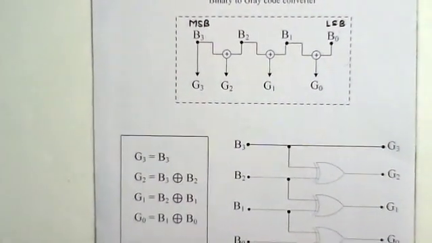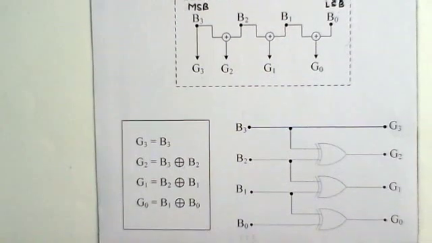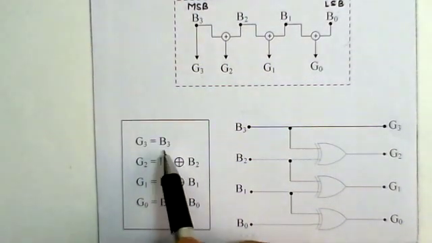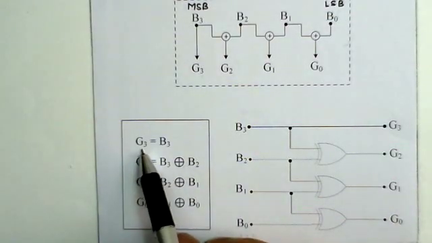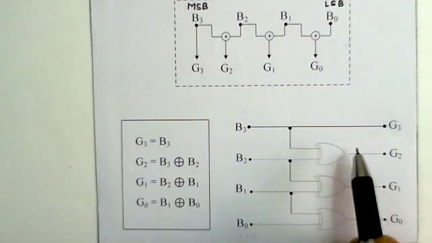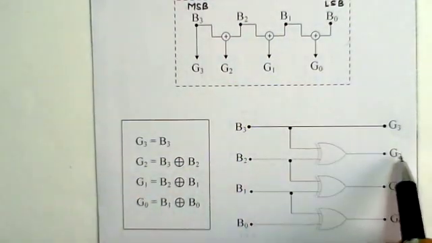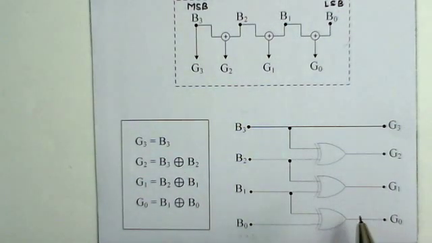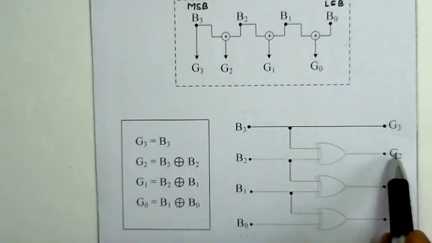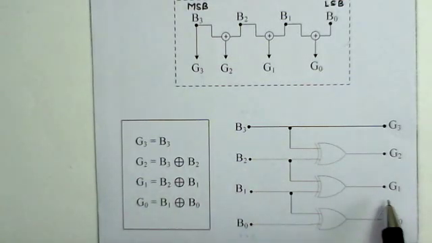And this equation, as I said, you can see the Boolean equation, and this has been implemented in this diagram. G3 is B3, so G3 comes directly from B3, and G2 is B3 exclusive OR B2, which gives me G2. G1 is B2 exclusive OR B1, and G0 is B1 exclusive OR B0. So we can convert this code like that.